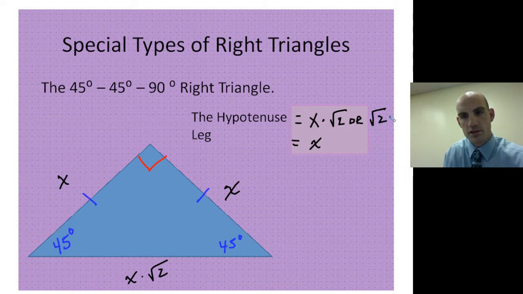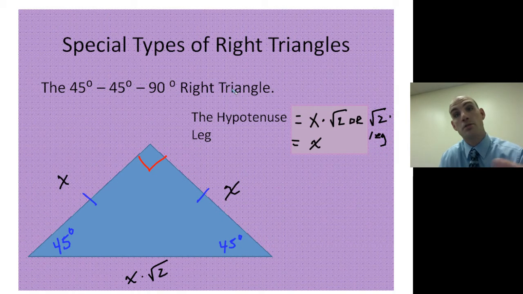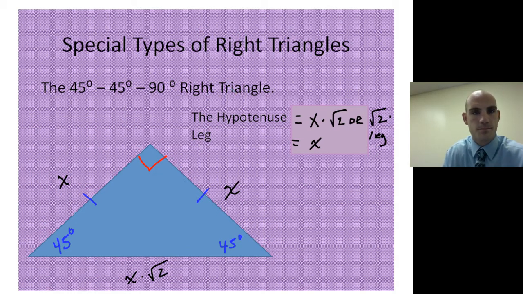Or square root of 2 times the leg. That's all there is to it. So you find the leg length, multiply it by the square root of 2, and you can even just leave that as a reduced radical.